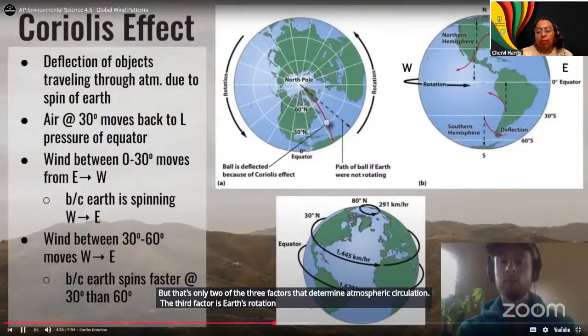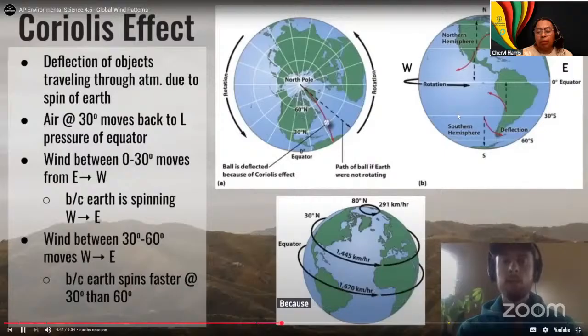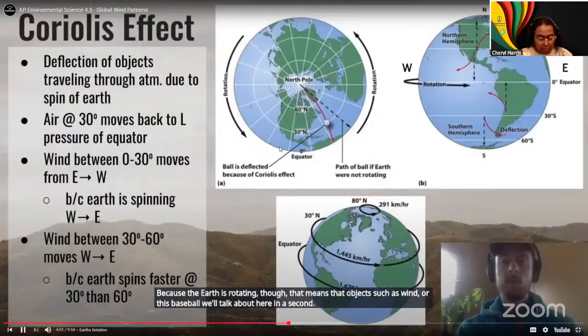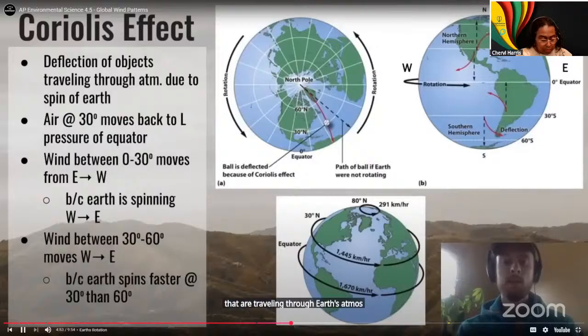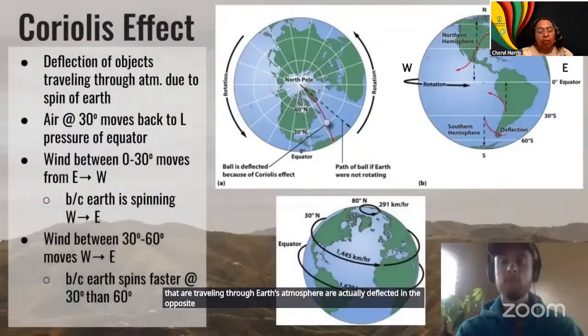So believe it or not, if Earth were standing still rather than spinning, wind would move more or less just straight north and south. Because the Earth is rotating, though, that means that objects such as wind or this baseball we'll talk about here in a second that are traveling through Earth's atmosphere are actually deflected in the opposite direction of Earth's rotation. So another way to try to understand the Coriolis effect is to imagine that you're standing at the North Pole and you're throwing a baseball straight south.